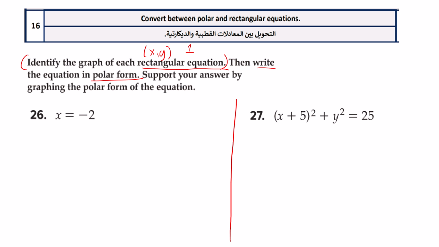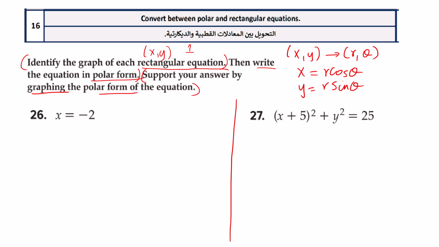So remember, whenever you get a question to convert from rectangular to polar, means we want to convert from x and y to r and theta. Always substitute x as r cos theta and y as r sin theta. This should be step 1 when you are converting to polar form. After that, in the next part, you need to do the graph of the polar form, and then you need to check your answer whether it is the same or not.